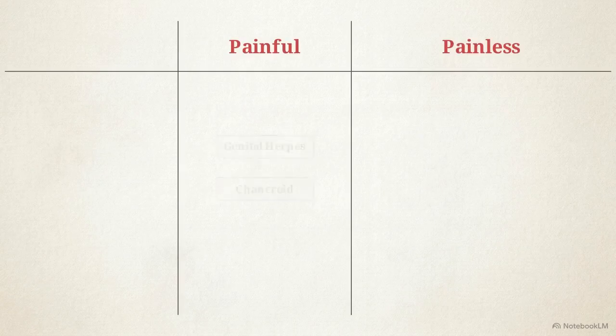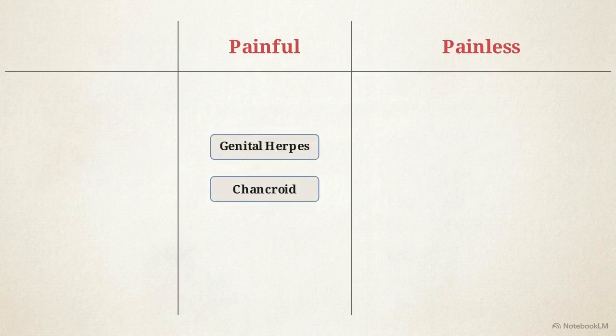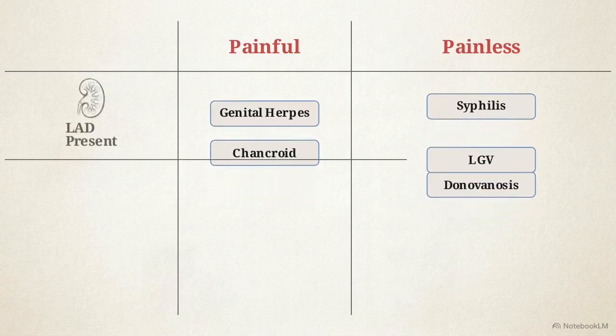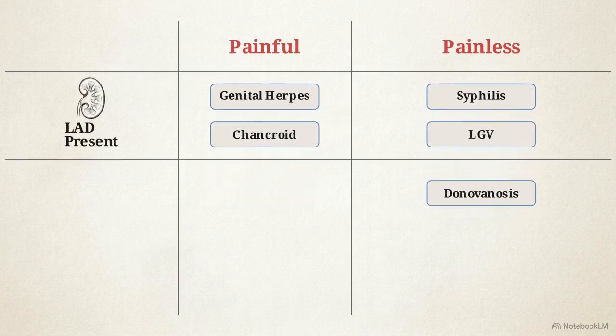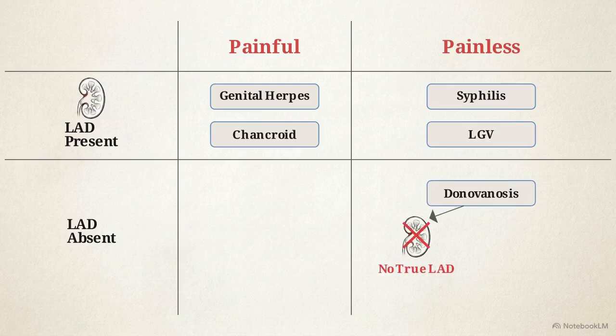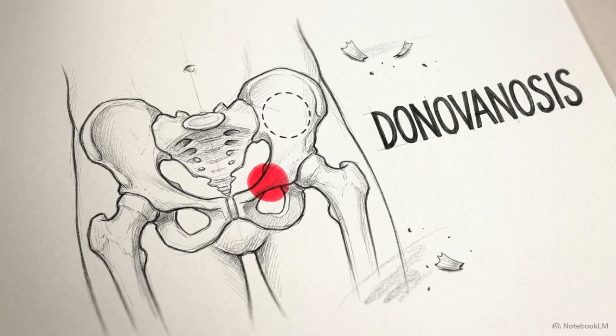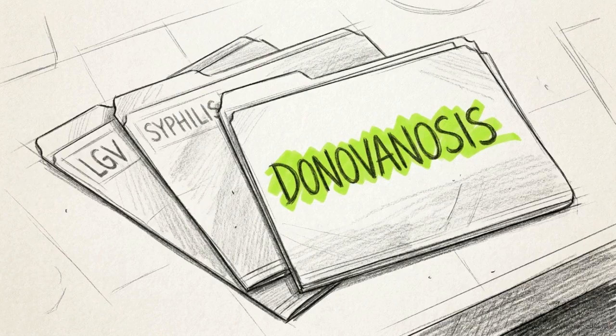Splitting suspects by pain puts herpes and chancroid under painful, and syphilis, Donovanosis, and LGV under painless. Filtering by lymph nodes moves syphilis and LGV into LAD present. Donovanosis is the outlier, painless, with absolutely no true lymphadenopathy. Those pseudobuboes, subcutaneous granulomas mimicking swollen nodes, can occur. The pairing of a painless ulcer with clear lymph nodes is the clinical trigger needed to suspect Donovanosis and distinguish it from syphilis or LGV.